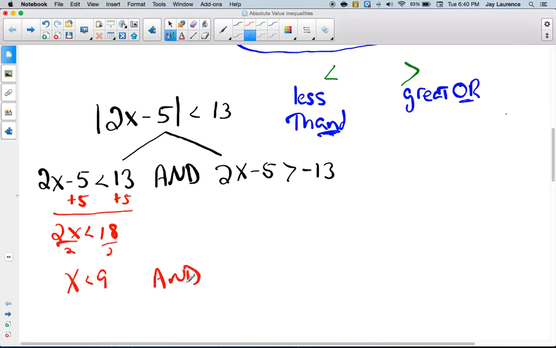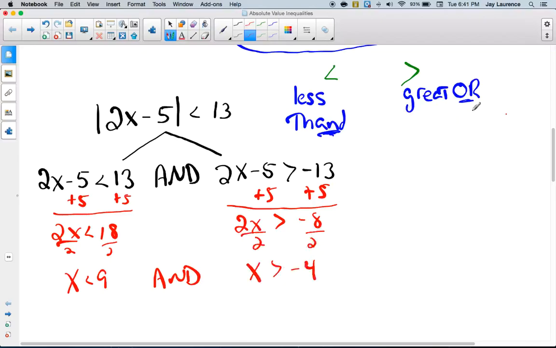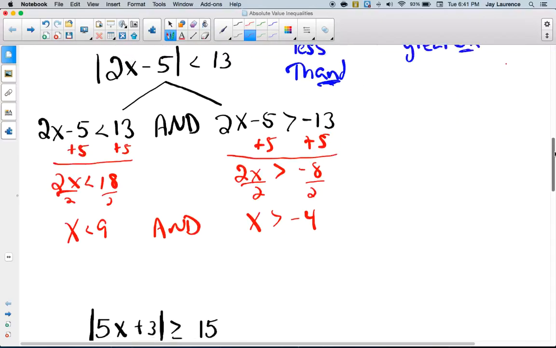And I'm going to come over here and solve this. Add 5 to both sides. I'll get 2x is greater than -8. Divided by 2 will tell me that x is greater than -4. Well, let's put this on a number line and see what it looks like. Okay, let me give myself a little bit of room here. So I'm going to have this number line. I'm going to show -4, and I'm going to show 9.